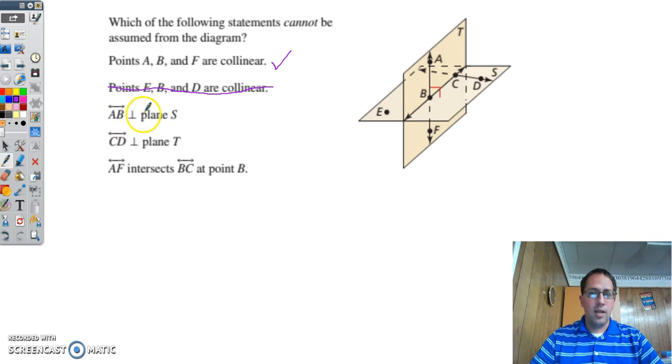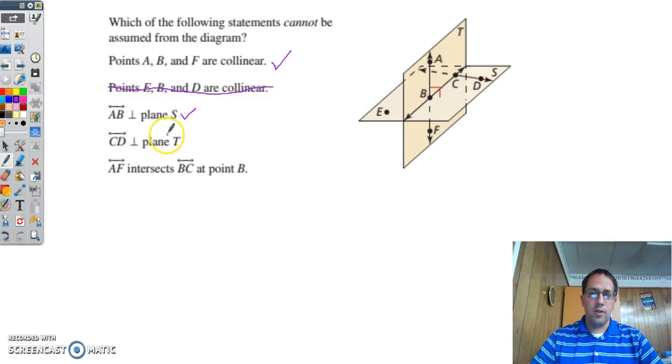Alright, line AB is this little upside down T. Hopefully you remember what that means. That means perpendicular. So line AB is perpendicular to plane S. Let's see, there's line AB, there's plane S, this one horizontal kind of looking one. And yeah, we see it's got a little right angle marking there, so that one's good. We can assume that to be true.